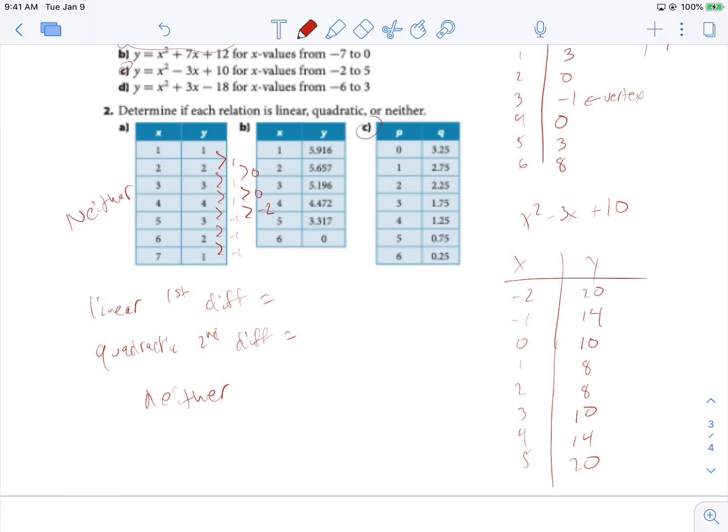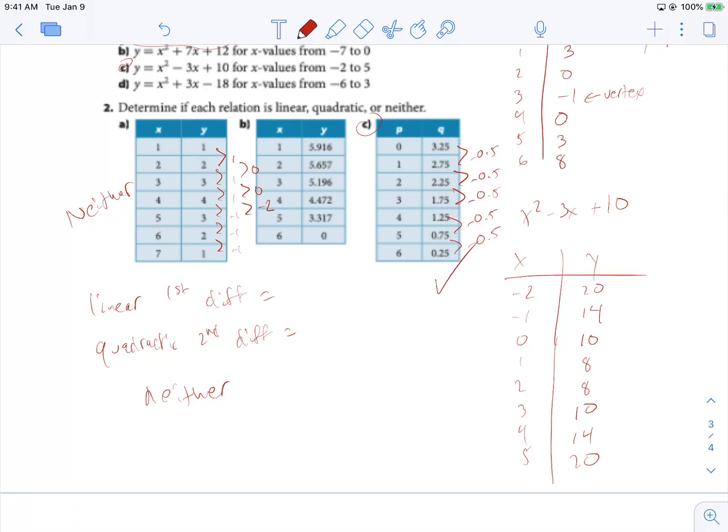Let's go to C. 2.75 minus 3.25 is negative 0.5, negative 0.5, negative 0.5, negative 0.5. So we don't have to inspect the second differences because our first differences are equal. This thing is linear.